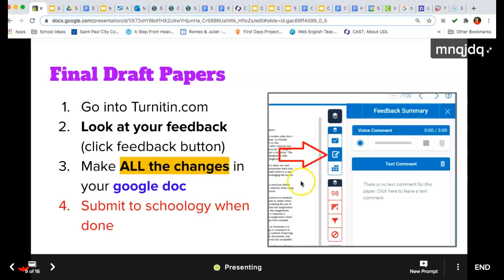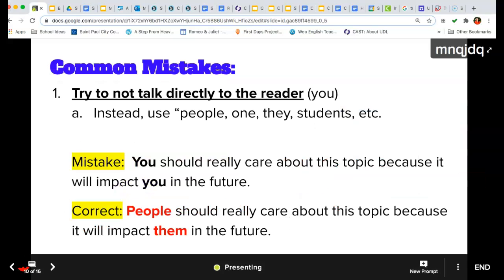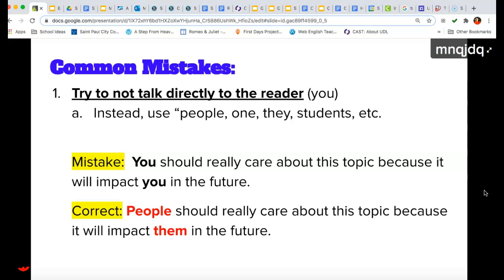I wanted to also go over some of the common mistakes that I saw in the rough drafts, and this is important so that all of you know how to make these corrections, because it wasn't just one person who did it, but it was many of you, and so make sure you understand how to make those changes.